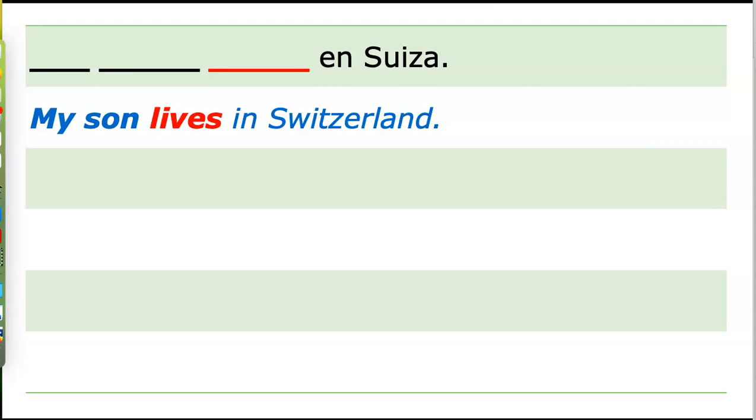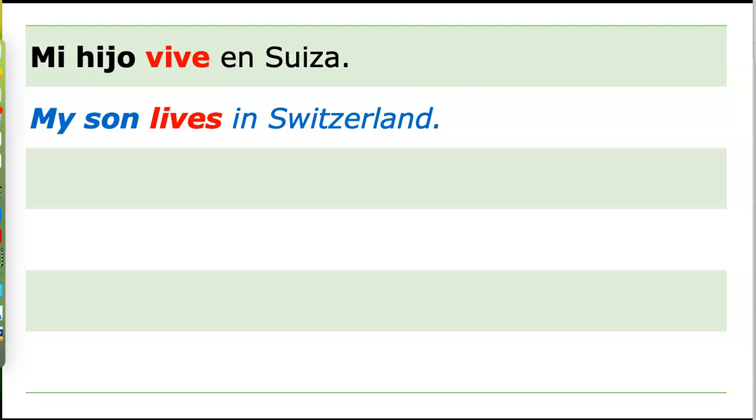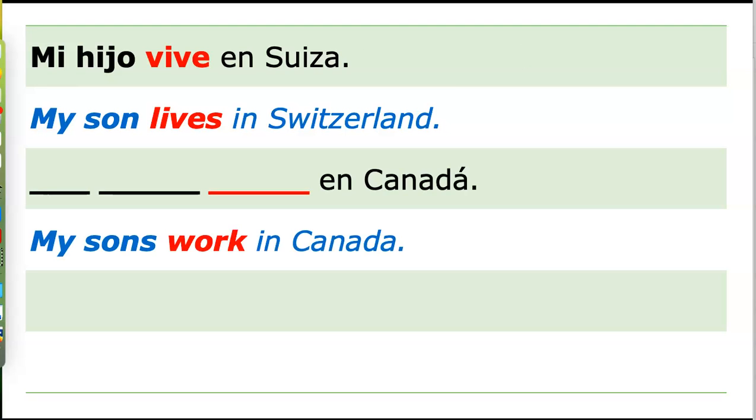My son lives in Switzerland. What is the verb? Vivir. My son, hijo, is singular. Mi hijo vive en Suiza. Okay, I'm going to let you do the next one.